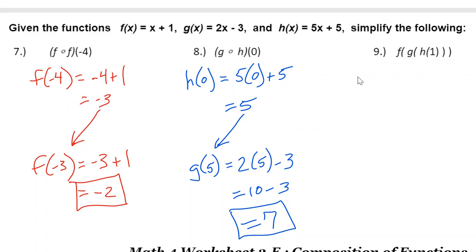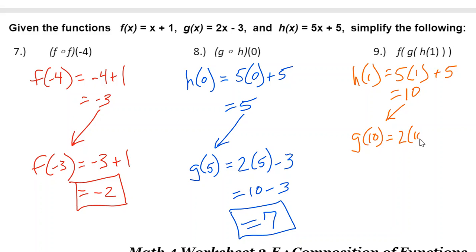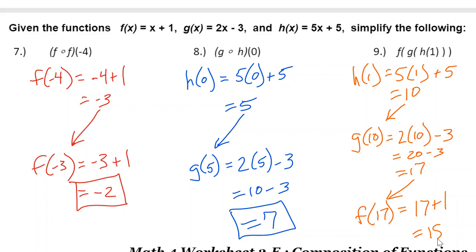All right, this one's going to be fun. H of 1, 5 times 1 plus 5. 5 plus 5 is 10. Then we're going to plug them into G next. G of 10 is 2 times 10 minus 3. 20 minus 3, which is 17. And then we're going to plug him into F, which is going to be 17 plus 1, which is 18.